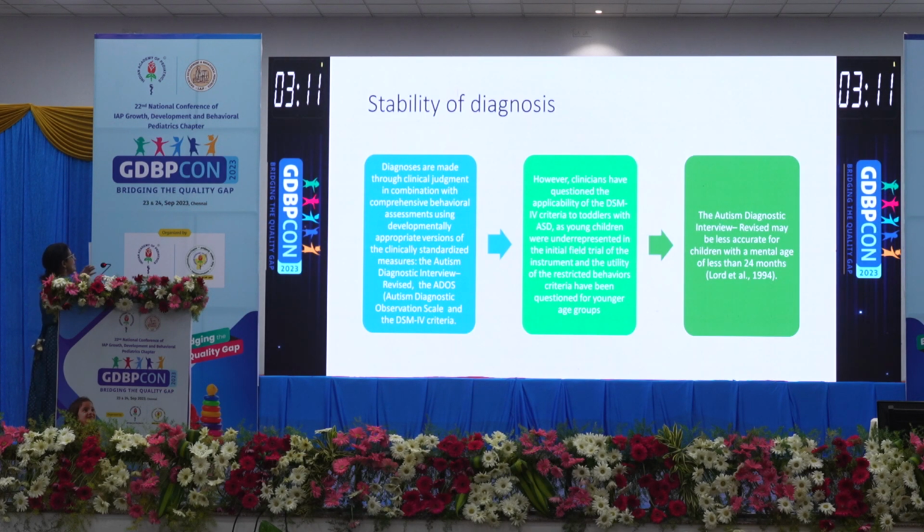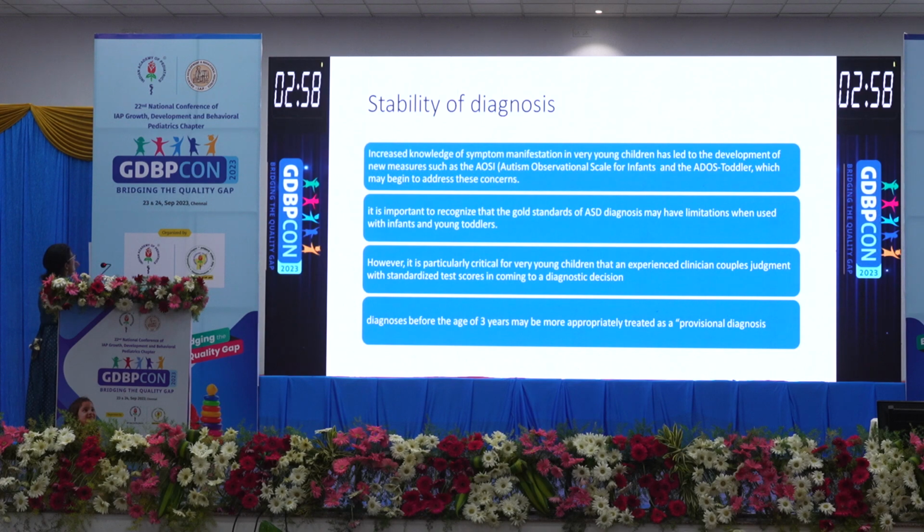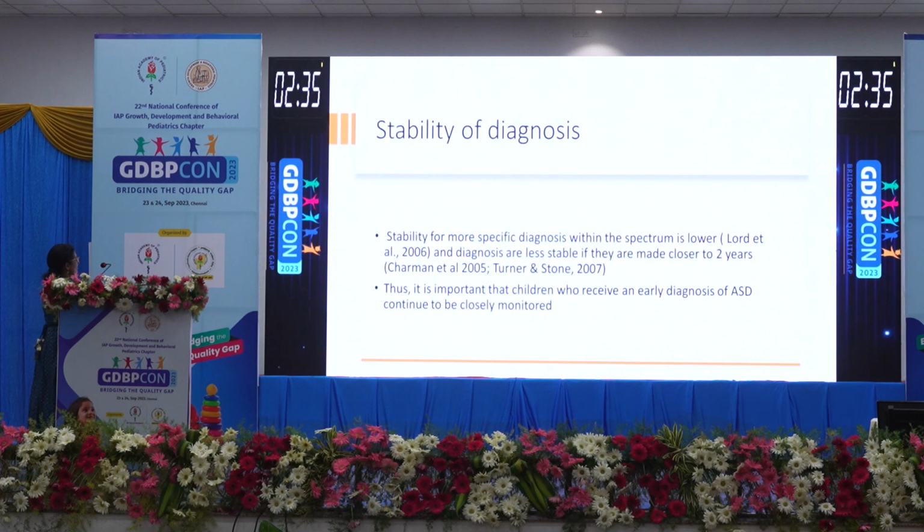And now, how do you diagnose autism? We have lots and lots of tests now available. We have the DSM criteria, we have the ADI interview, but what is the stability of diagnosis in the age group less than 2 years? Most of the time in the studies, this age group has been underrepresented, so they have a lot of limitations. Diagnosis before the age of 3 years may be more appropriately treated as only a provisional diagnosis.